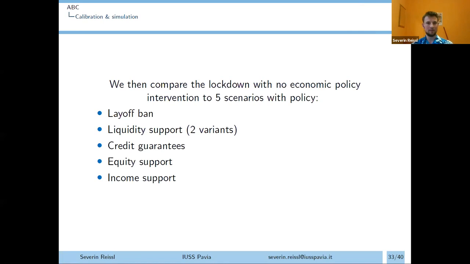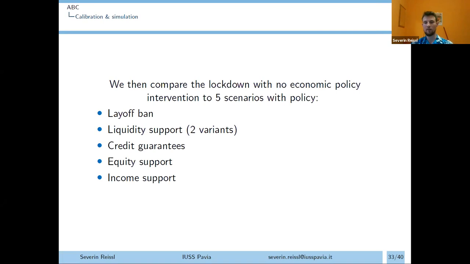And then the final experiment that we do is called income support, which is essentially just that for a certain duration, the state makes a transfer payment to all households in addition to all of the benefits that it already pays in the model. Every household receives a certain transfer payment.